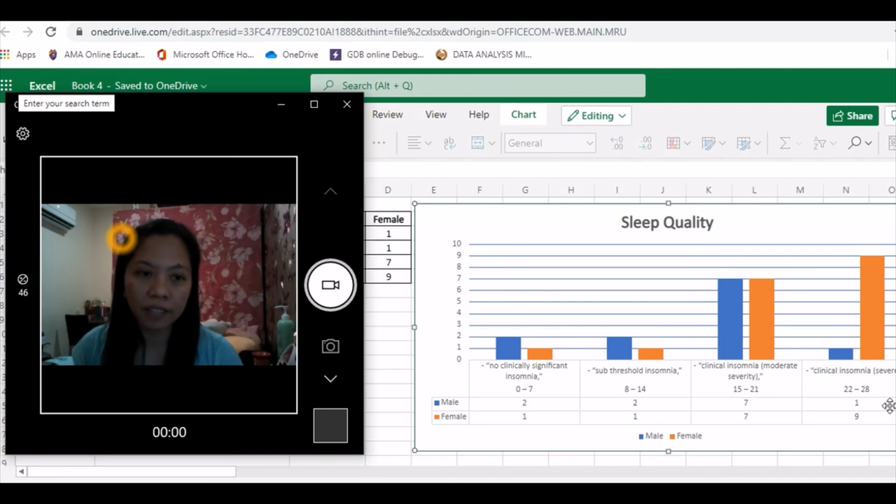This means that the male population sleeps better than the female population. Based on our record, the female population has more percentage of having insomnia.